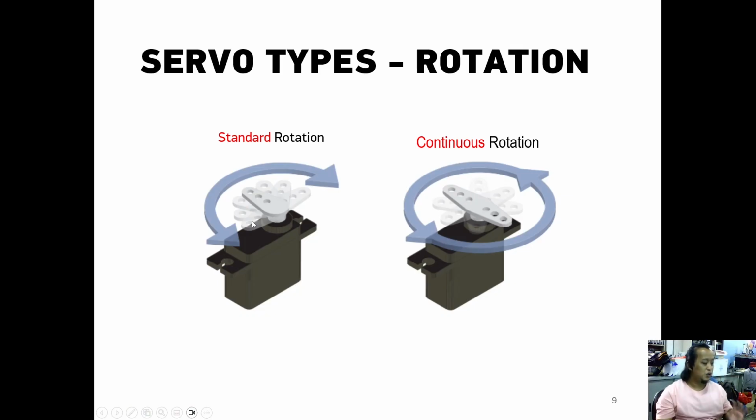Okay, there are two types of servo rotation. The standard rotation, we can see that it is more than 180 degrees, but not more than 270 degrees. This is the first type, and the other type is continuous rotation. It can move continuously like that, and we can still have the desired position.